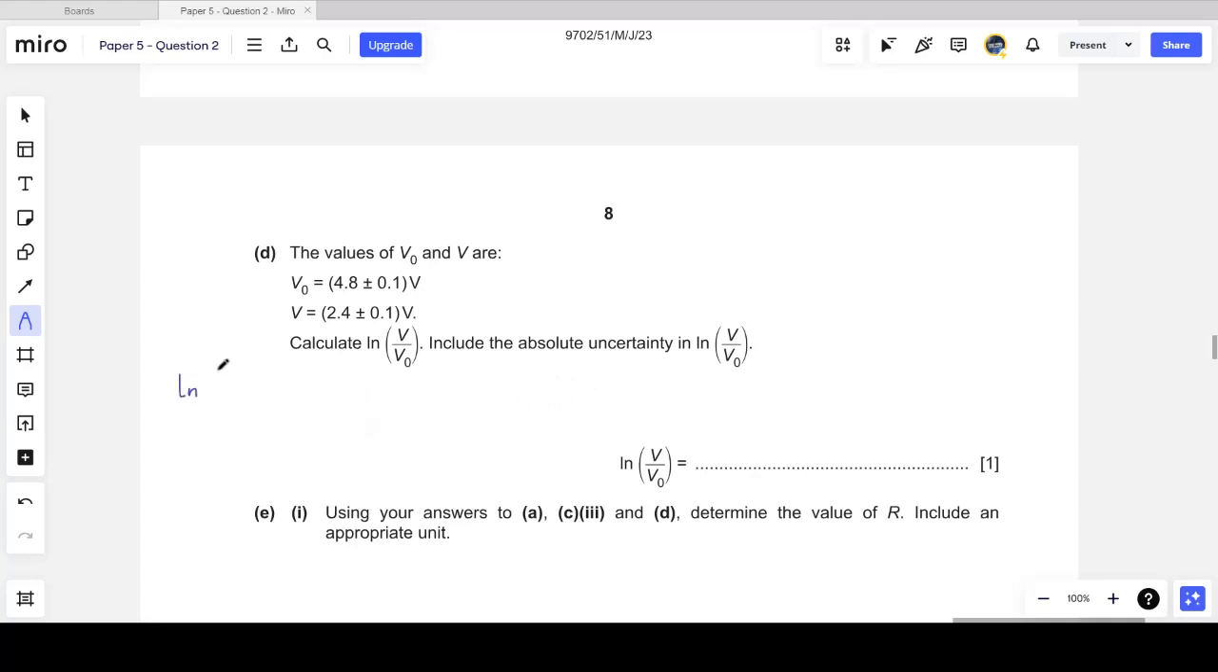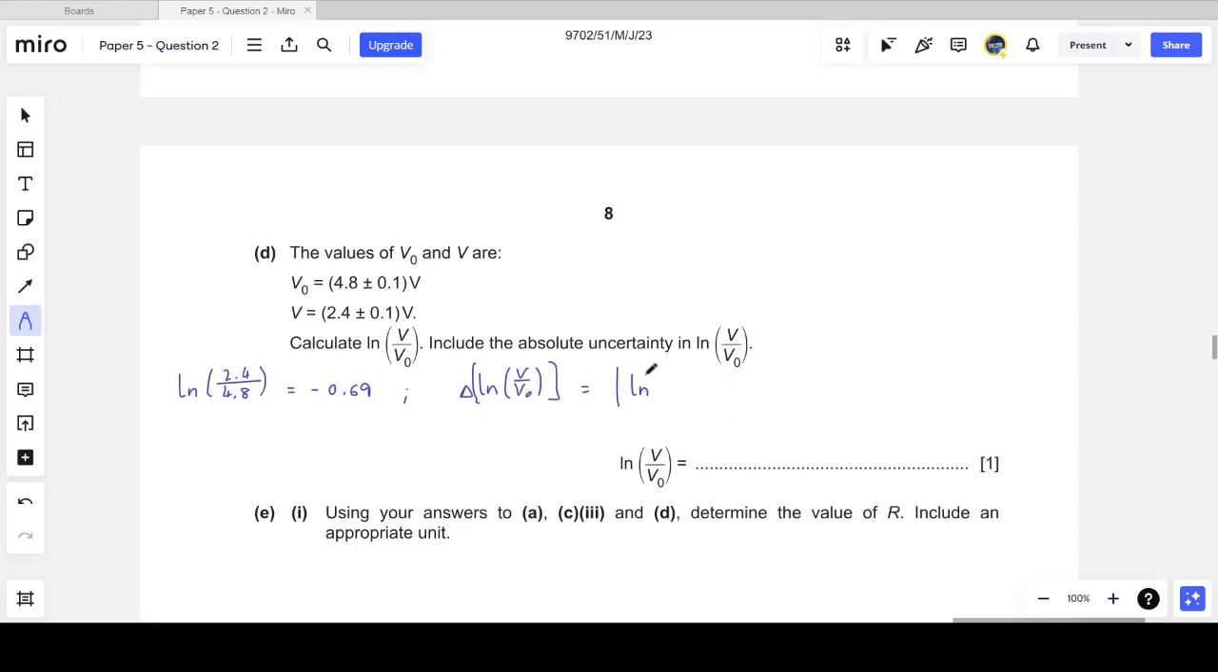So I need to find the natural log, or ln, of 2.4 over 4.8, which is essentially the natural log of a half. And this is equal to minus 0.69. Now the uncertainty, how am I going to find the uncertainty for the log? So the uncertainty in log of V over V0 is, I'm going to do the range thing again I did for the time. I'm going to take the biggest number minus the smallest number in the range of log V over V0, and I'm going to divide that range by 2.